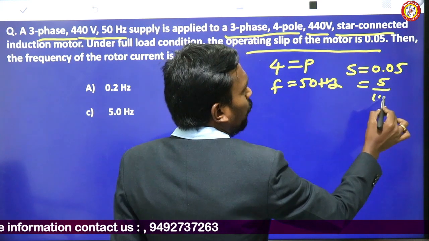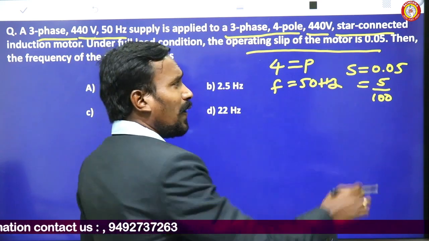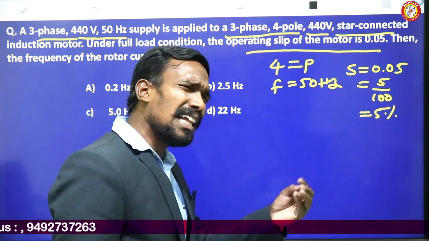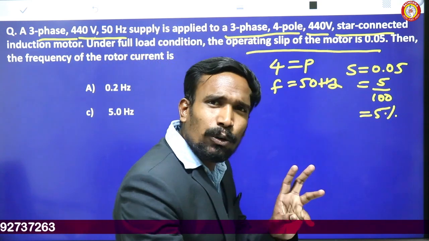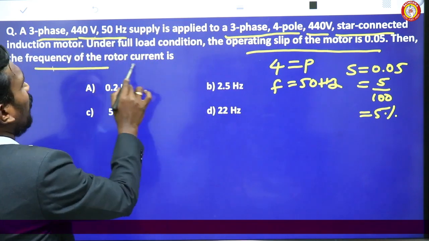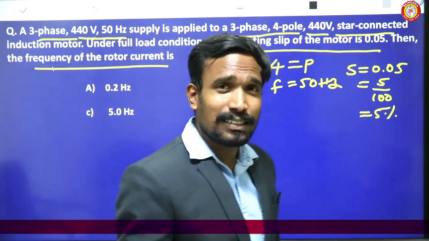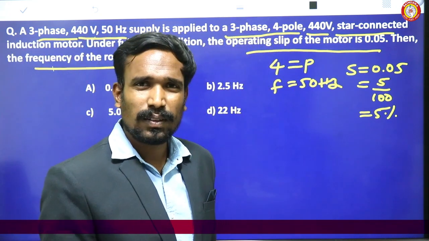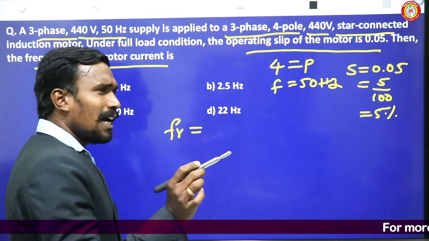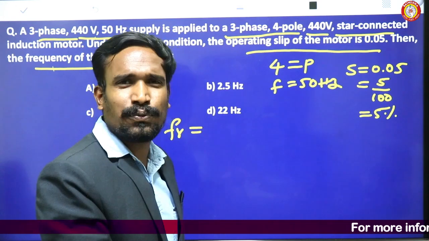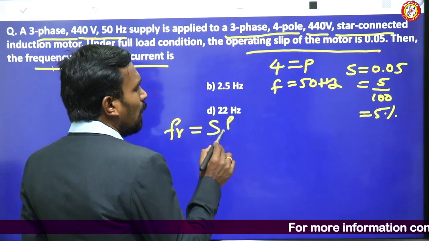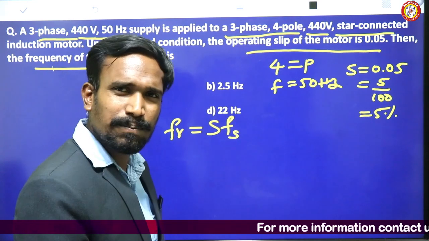0.05 is nothing but 5 out of 100, which is 5%. 5% is the slip. My rotor is slipped out by 5%. So then the frequency of the rotor current is... This is the question. So what is the rotor current frequency? Rotor voltage frequency, whatever the rotor frequency, Fr is equal to S into Fs.